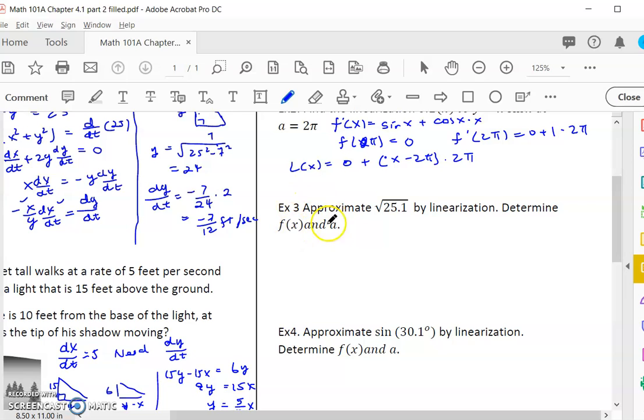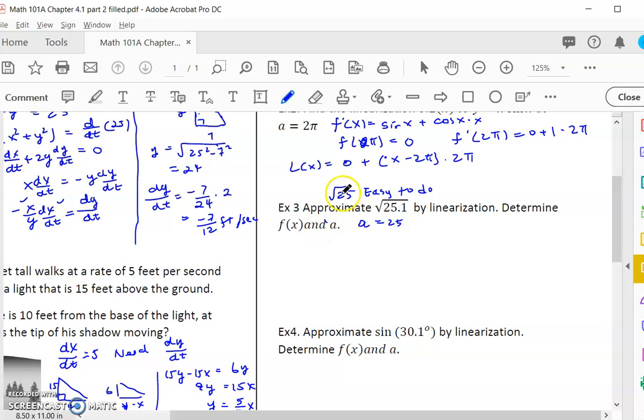Now let's do the real one. So we have a function, we have a value that we want to approximate by linearization. So this is square root of 25.1. We know how to do 25 really easily, right? 25 is easy to do, so you should write it down for yourself. And this will give us a hint as to what f of x and what a I want to be. So this a has to be the one that is easy to do, a equal to 25.